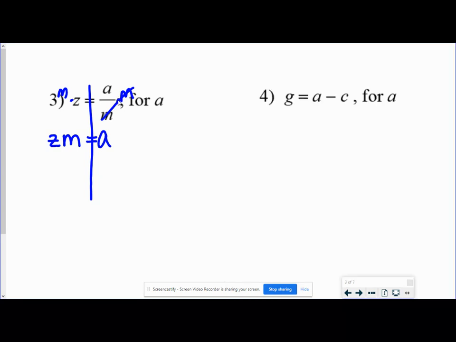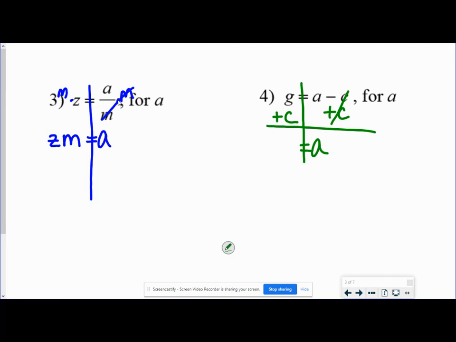In number 4, still getting the a by itself, I need to get rid of subtracting something. That something happens to be a c, but again, that isn't really the important thing for us to worry about right now. It's subtraction. To get rid of subtraction, I would add the thing that I'm trying to get rid of. Both sides. So there's my a. And again, g and c don't go together. It's just g plus c is equal to a.